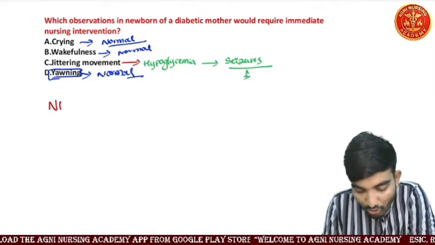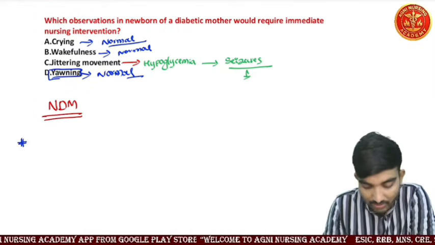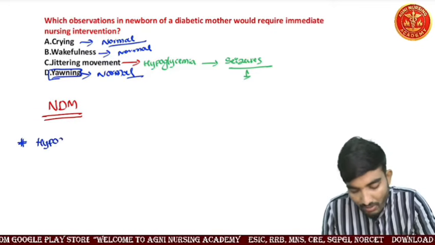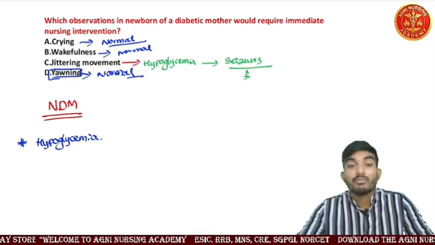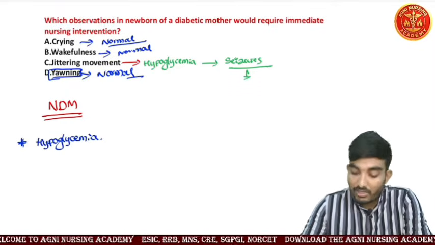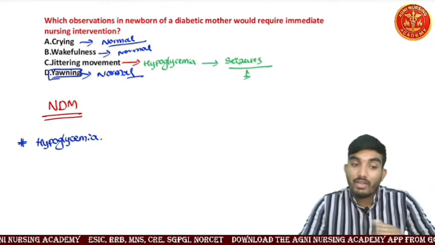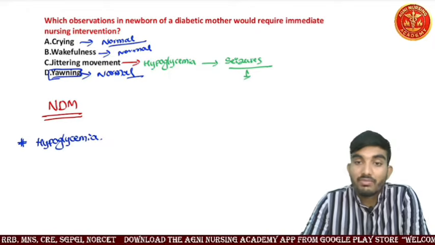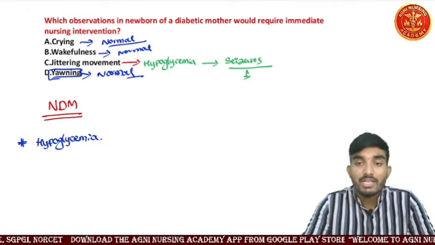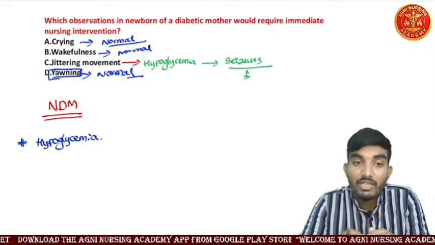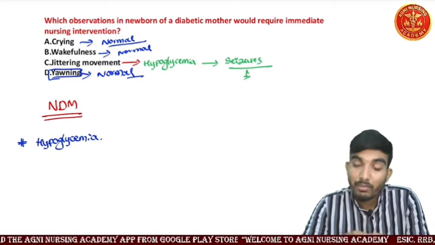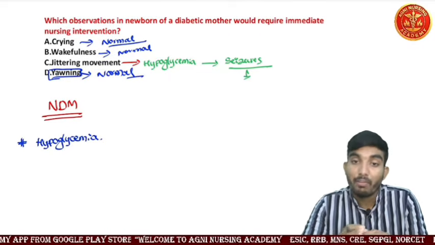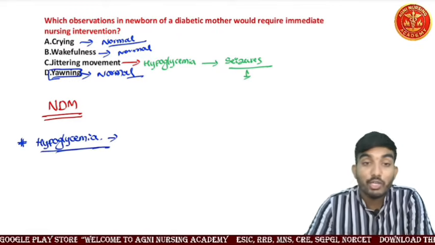Some important points about the newborn of a diabetic mother. First we have to assess for hypoglycemia. Hypoglycemia occurs because the mother has a high glucose level in her blood. Nutrition passes through the umbilical cord to the baby, so high glucose is supplied to the fetus also. To manage the blood glucose level, the fetal pancreas produces more insulin. But after delivery, the supply is removed by cord cutting, while the fetal pancreas keeps producing the same amount of insulin. Because of that, hypoglycemia occurs in the newborn of a diabetic mother.